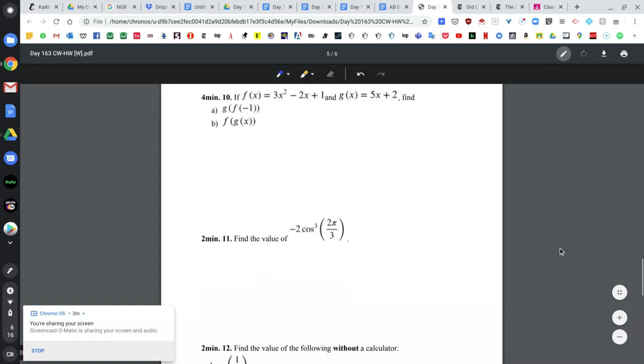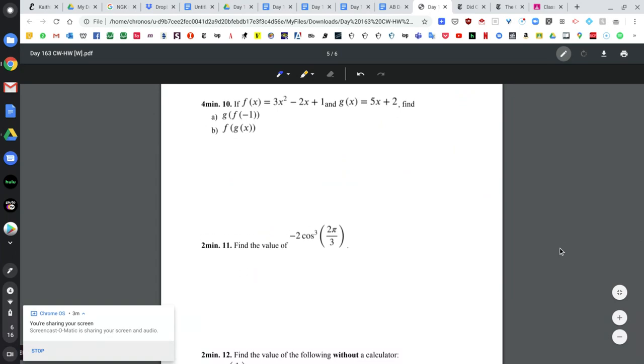Okay, let's do 10. 10 says if f of x is that and g of x equals that, find g of f of negative 1. So this is what is called evaluating a composite function. So what should I do first? So the correct answer is you evaluate the inside. We can totally do f of negative 1. So do that yourselves. Show the work, use parentheses.